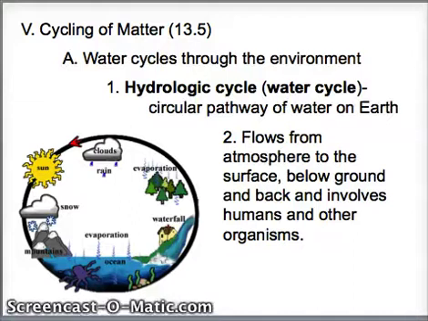It involves some of the processes that you see in the diagram to the left, such as evaporation, rainfall, and so on. There's a lot more to it than that, but that's as in depth as we really need to go with this topic. But water does flow from the atmosphere to the surface, below ground, and then back, and involves humans and other organisms. Human impact has definitely changed this cycle. We know that in California we have a massive drought and an issue with water shortage, and this does have to do with our use of this water and interrupting this cycle.